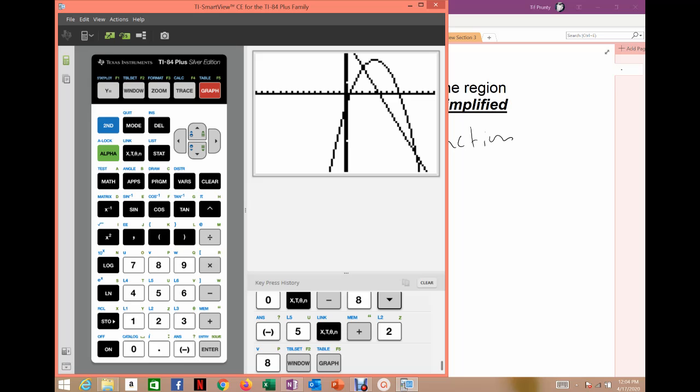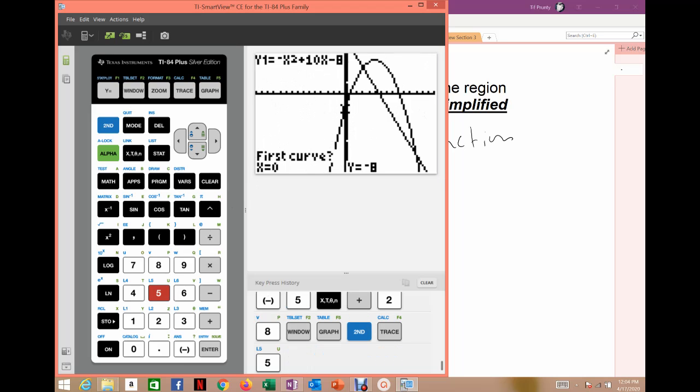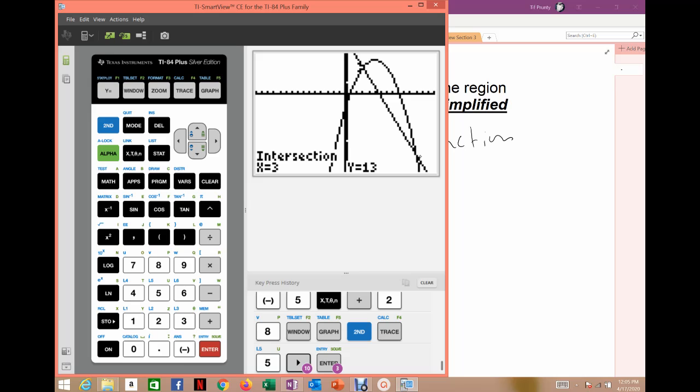Remember, we did this before. For the intersection on the calculator, you hit second trace, pick 5: first curve, second curve, and guess. I'm just going to do one of them and leave the other for you to practice. You have to get your cursor as close as you can to that point, and as long as it's close, you can hit enter 3 times. They intersect at this first point at 3, and if you do the same thing over here, this point is 12.